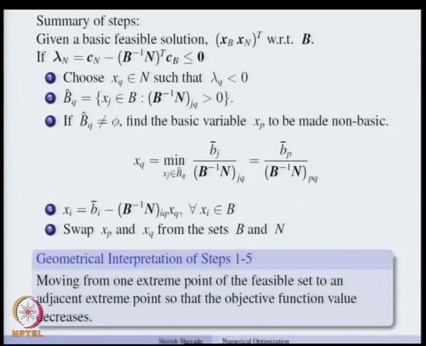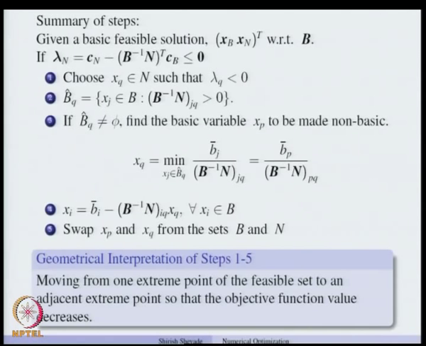Remember that we have chosen a variable xq to be brought into the basis based on the fact that c_B transpose B inverse b plus lambda q xq can be made smaller if xq is made positive, that is, it is a variable for which the relative cost factor lambda q is negative. So, we have ensured that the objective function is going to decrease if xq is increased. But then, to move to one of the adjacent extreme points, we need to make one of the basic variables a non-basic variable, and that is done using this formula.